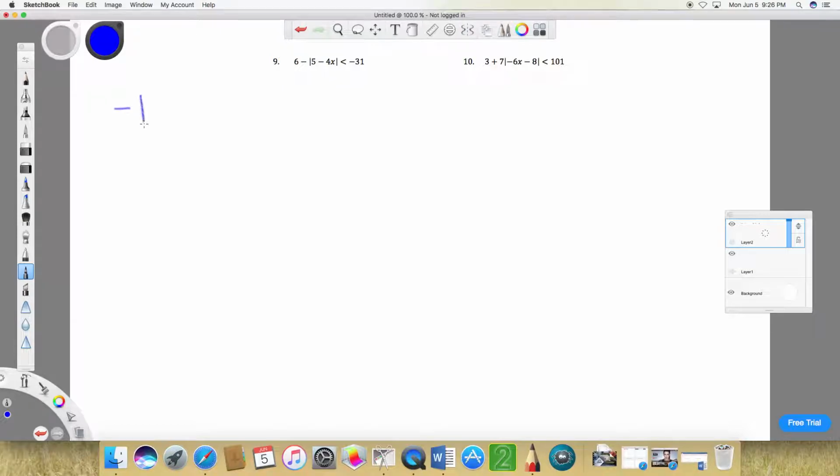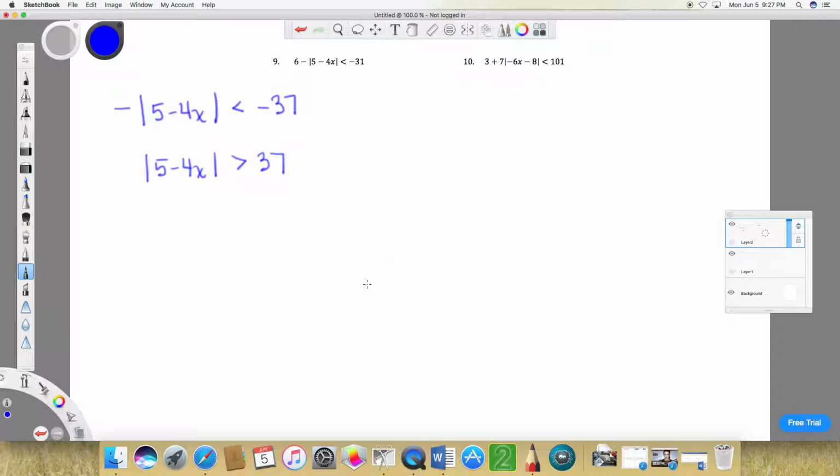So I have the opposite of the absolute value of 5 minus 4x as being less than, and if I subtract 6, I believe I get a negative 37. If I multiply both sides of this inequality by a negative 1, that changes the sign, and I get the absolute value by itself. I have to change the direction of the arrow, and we have the arrow pointing away from the absolute value.